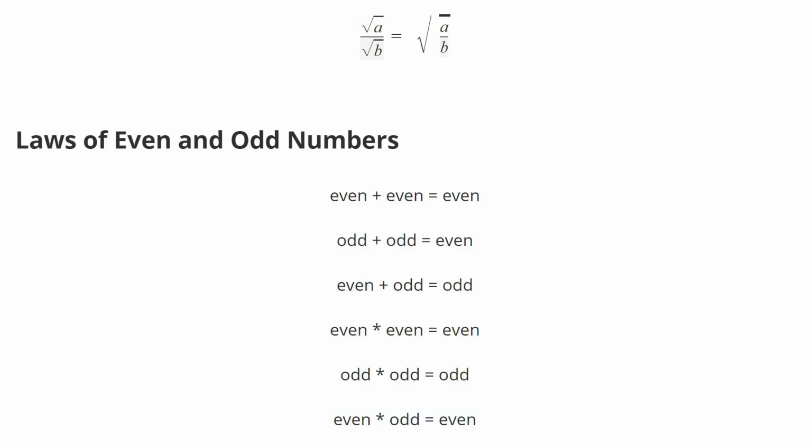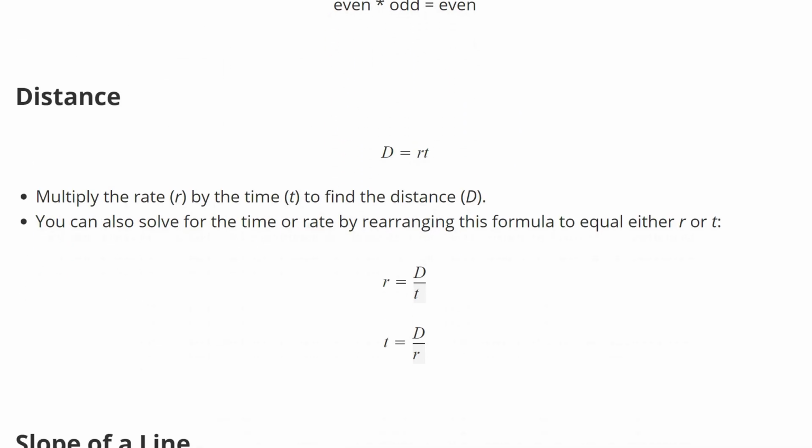If there's a single even in the product, the answer is even. And if it's all odds, that's the only way to get an odd answer. That is my opinion on even and odd numbers and the rules you need to know. And I would say most students aren't really fully equipped to deal with odd and even questions because they don't know those rules. What's the next one?